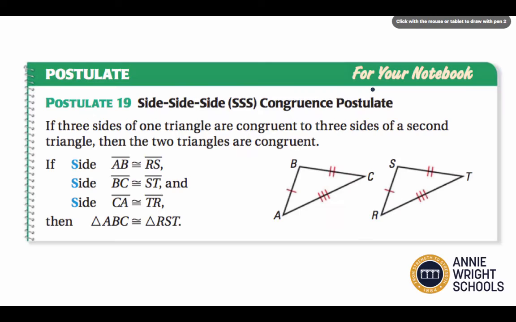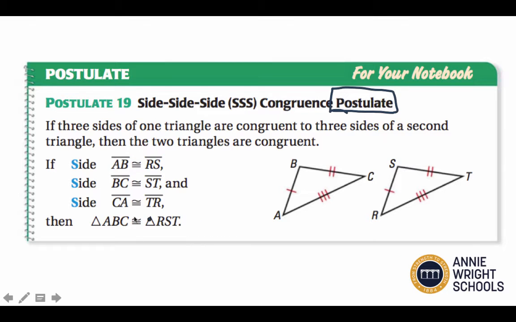First one we're going to study is called the side-side-side congruence postulate. Remember, postulate means we do not prove this to be true, we just accept it as true. And it says if three sides of one triangle are congruent to three sides of a second triangle, then the two triangles are congruent. So if you can get two triangles where you know AB is congruent to RS, and BC is congruent to ST, and AC is congruent to RT, then you can say triangle ABC is congruent to RST, and in that order.